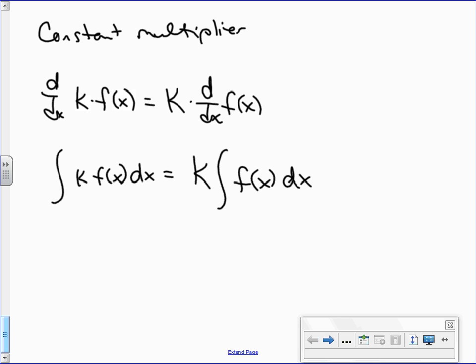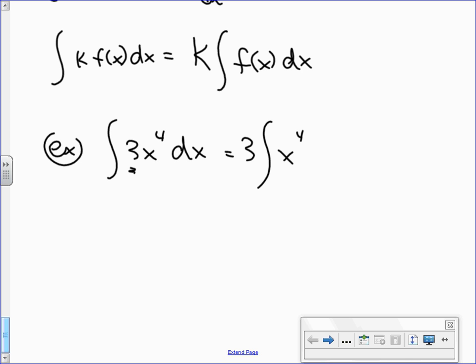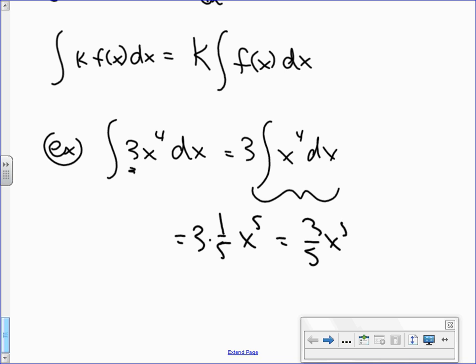So I've written on one of the things in the classroom, constant multipliers are your friend. They make life easier as long as you recognize them. So here's a function that has a constant in front of it. And you can just pull that 3 out. And then now this is the power rule that we just did a few minutes ago. So I've got my 3, and I'm going to have x to the 5th, 1 up from 4, times 1 over 5. And my final answer will be 3/5 x to the 5th, and you need to put plus c on the end. Right?